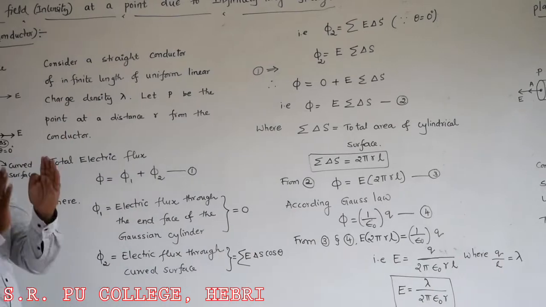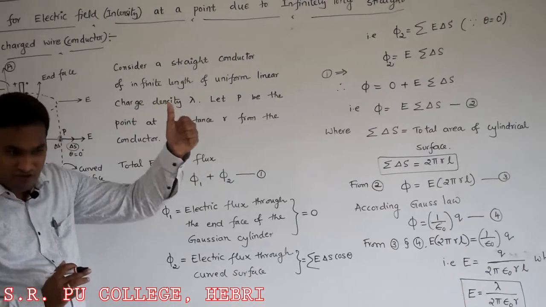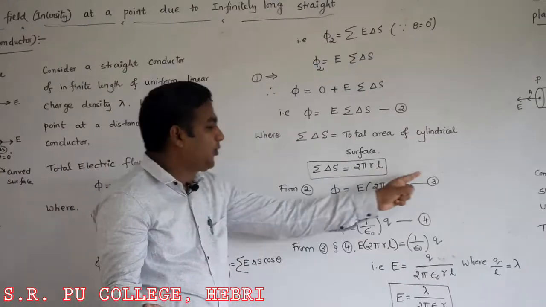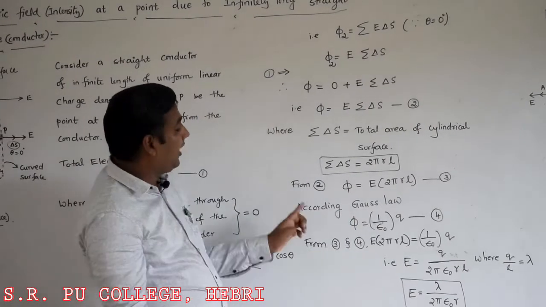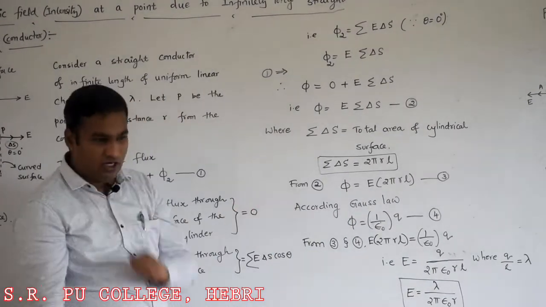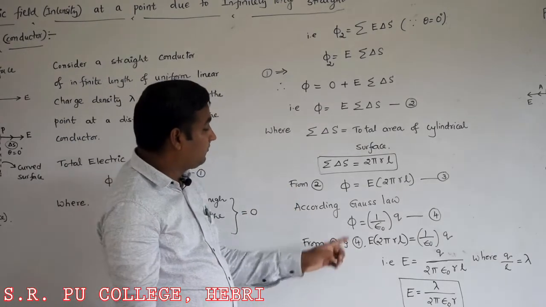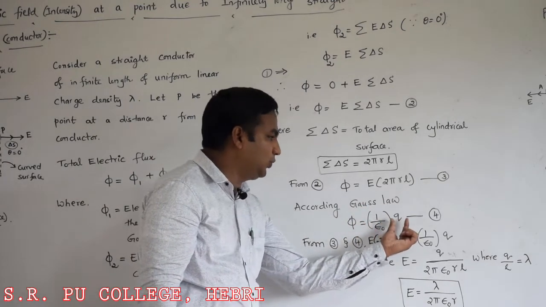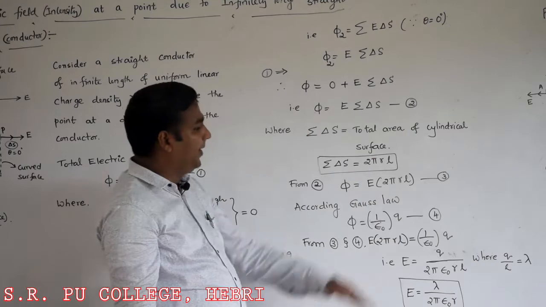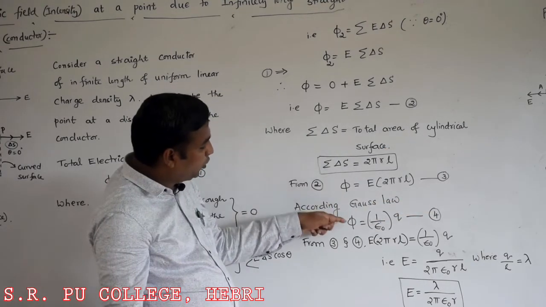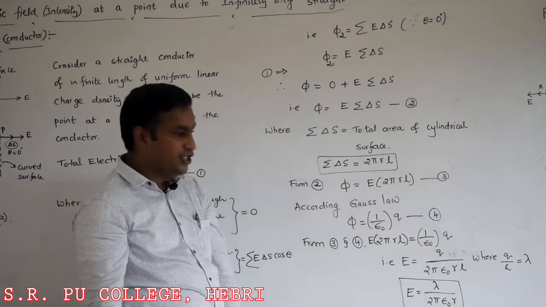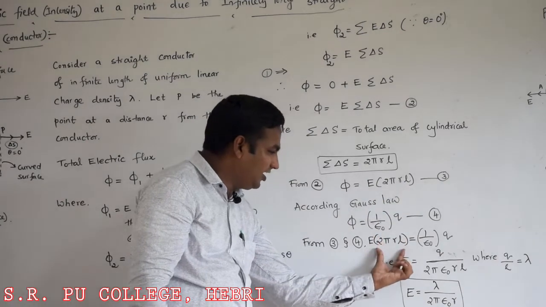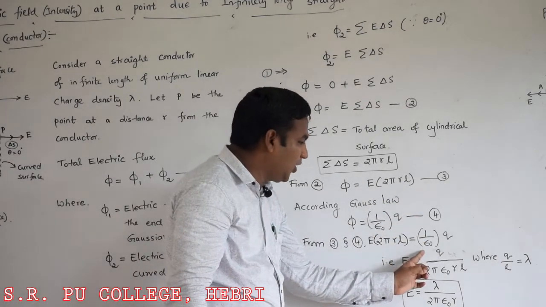Now, according to the application part of Gauss theorem, first I assume the Gaussian surface. In that Gaussian surface I calculated the total electric flux, which we call equation number 3. Then the third step is to apply the Gauss theorem to get the expression for the electric field. According to Gauss theorem, total electric flux phi is equal to 1 by epsilon naught into Q, equation number 4. Comparing equations 3 and 4, both are equal to the total electric flux enclosed in the Gaussian surface. From equations 3 and 4 we get E into 2 pi RL is equal to 1 divided by epsilon naught into Q.